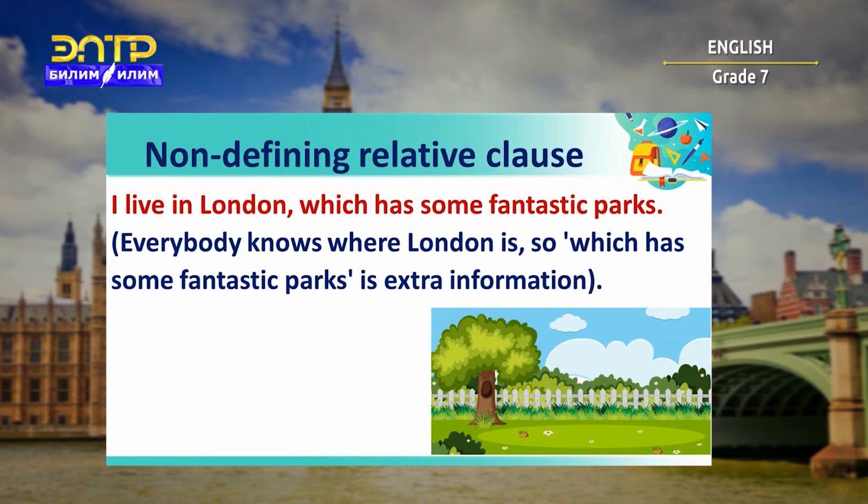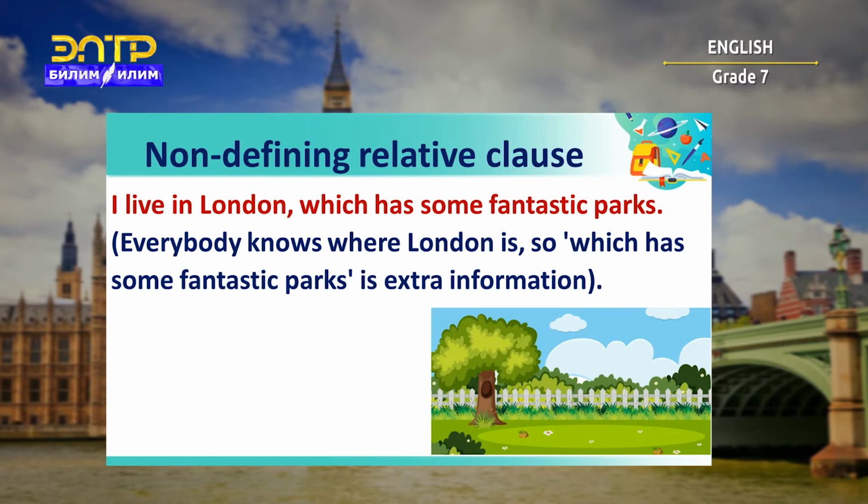A non-defining relative clause gives us extra information about something. We don't need this information to understand the sentence. A non-defining relative clause is separated from the main part of the sentence by commas. A defining relative clause tells us which noun we are talking about.